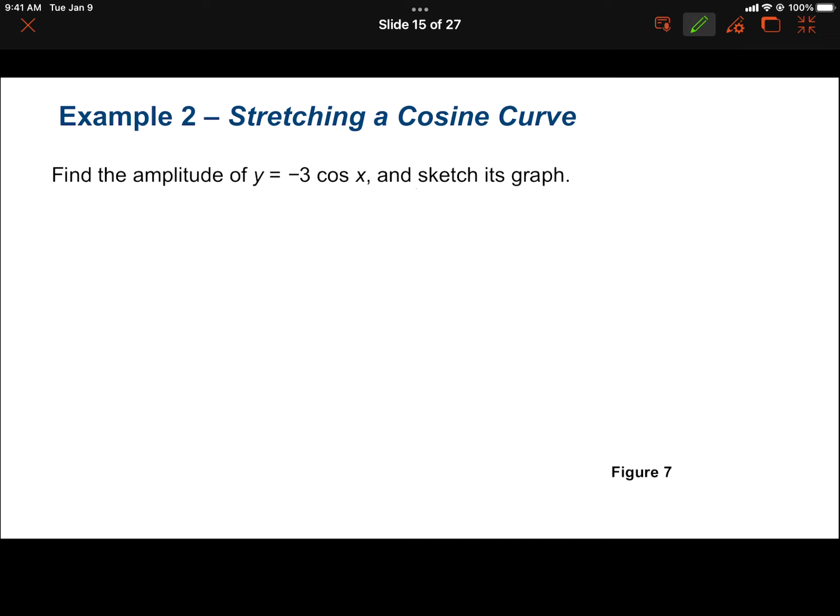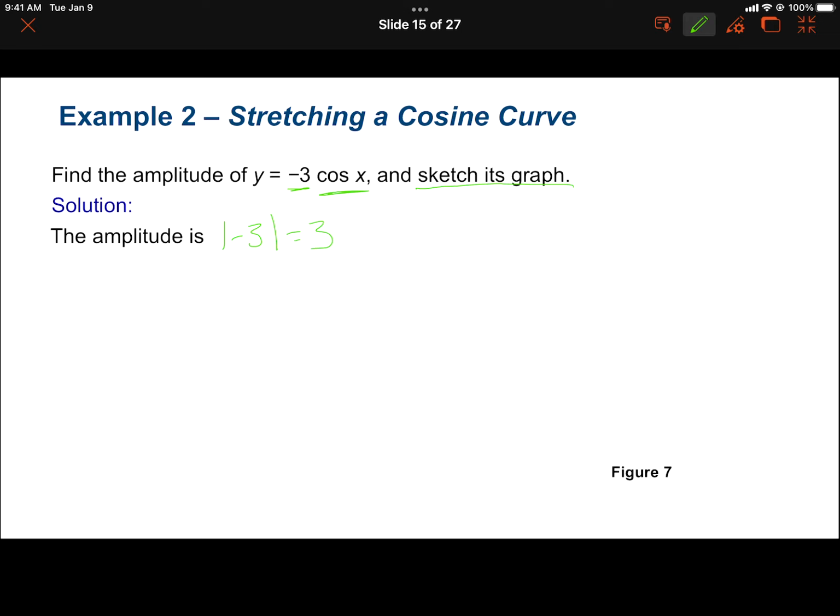So if I look at an example, if I want to find the amplitude of y equals -3 cosine x and sketch its graph, our amplitude is just the absolute value of this number here. So our amplitude is the absolute value of -3, so it's just 3. So that means our graph is going to go up to +3 and down to -3, since cosine normally goes between 1 and -1. You could plug this into your calculator again and look to see what it looks like.